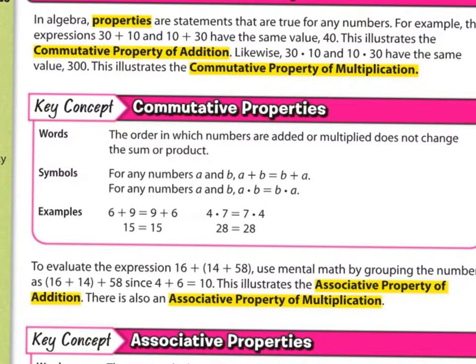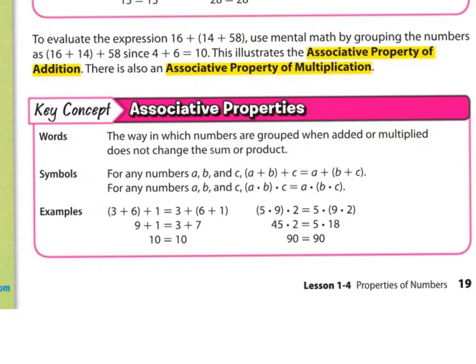So the key concept: the order in which numbers are added or multiplied does not change the sum or the product. That's the best way to write it down. Symbols: for any numbers A and B, A plus B is the same thing as B plus A. Or for numbers being multiplied, A times B is the same thing as B times A. Examples: 6 plus 9 or 9 plus 6, they both equal 15. 4 times 7 is 28, or 7 times 4 is 28.